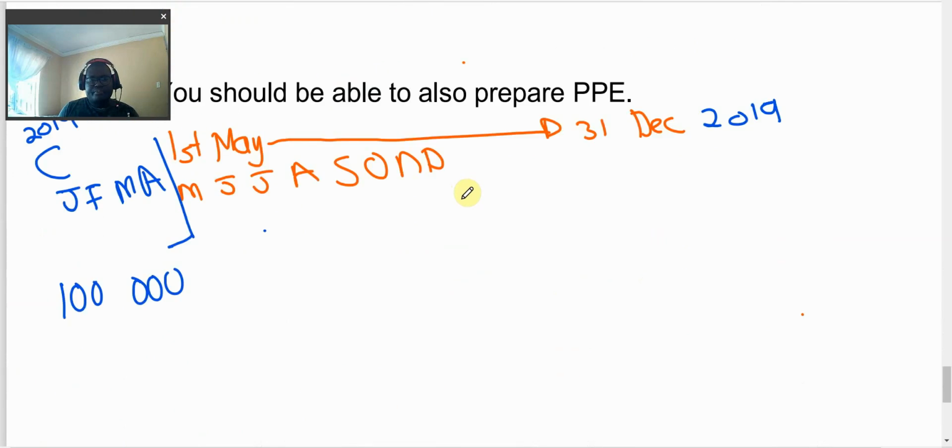So, and then the number of months, we know it's from May to December. So it's May, June, July, August, September, October, November, December, which is still 8 months. So it's multiplied by 8 over 12. What we're saying is that during the first year, we had this vehicle for 8 months. This vehicle was not with us for the 12 months that have passed.